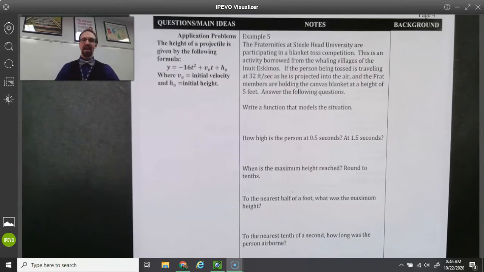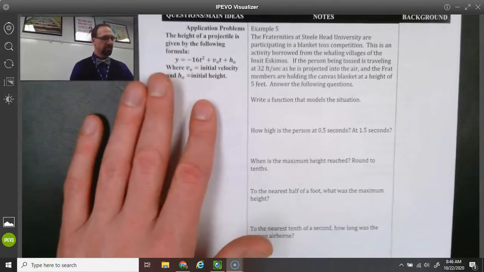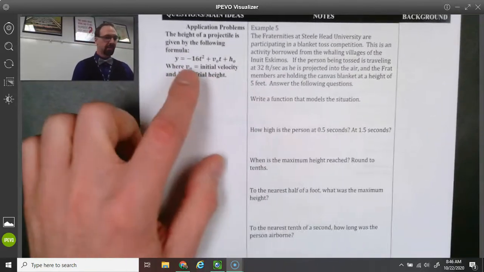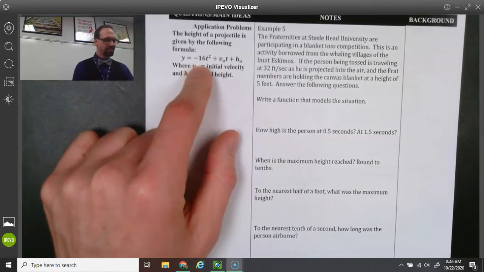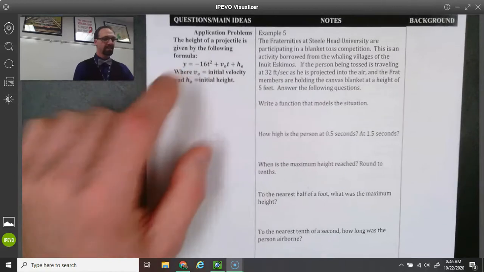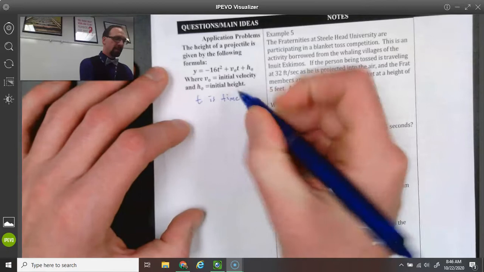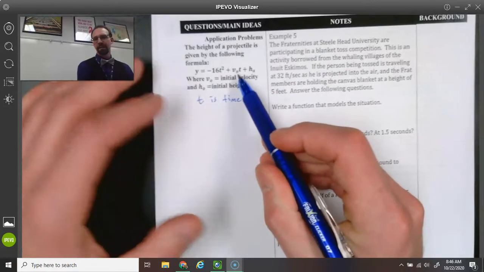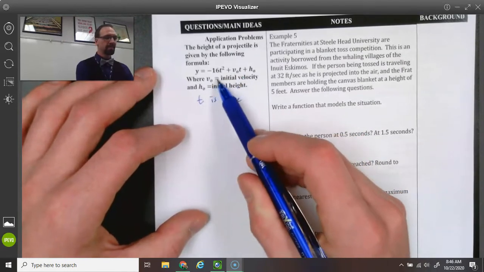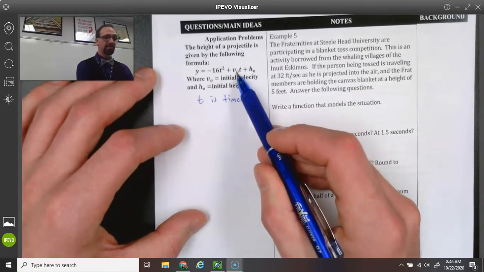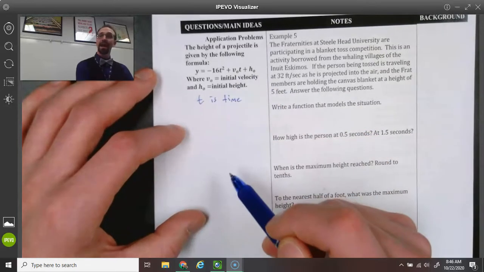So off to the side I've given you a formula. If you are unsure of a formula, look around. There's usually one listed. -16 I got from the gravity constant. T squared, T in this case is time. V sub naught, or V sub 0, that's how you say that. Naught is just a fancy way of saying 0. So V sub 0 is your initial velocity, or your starting velocity. And your H sub 0, or H sub naught, is your initial height.